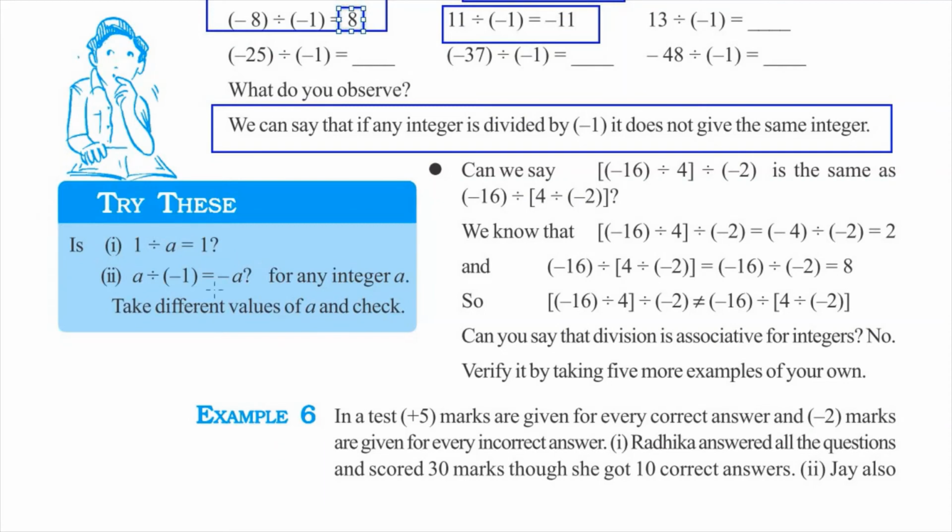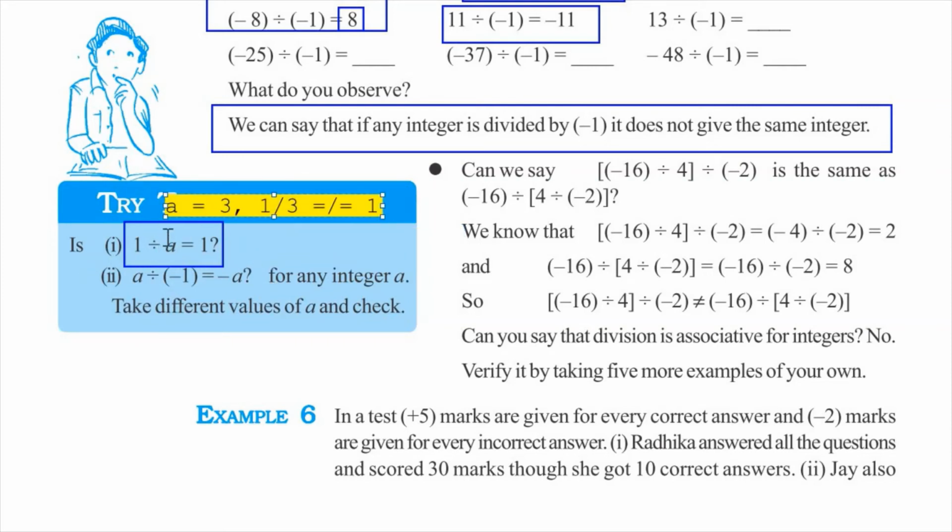Note that you have to be a little careful whenever you're using division by 1 because it's quite easy to read a question wrong. In this case, is 1 divided by a equal to 1? Think about this a little bit before you play and get the solution. So here you can take any example. Say a is equal to 3, and 1 divided by a is 1 by 3. This is not equal to 1. So 1 divided by 3 is not equal to 1.